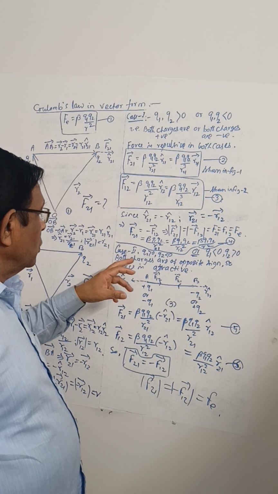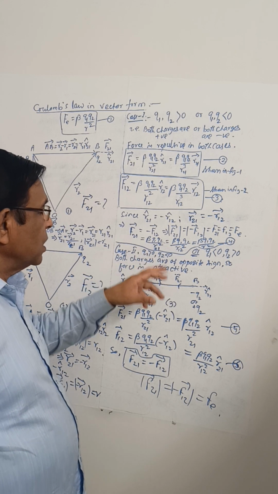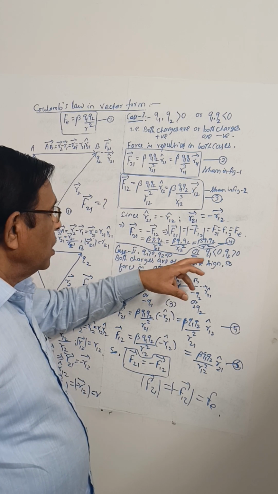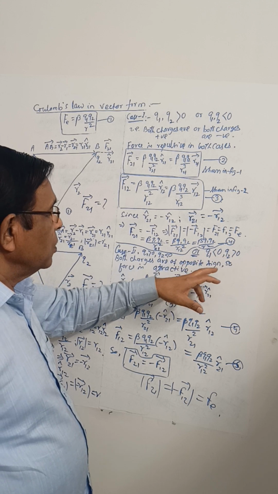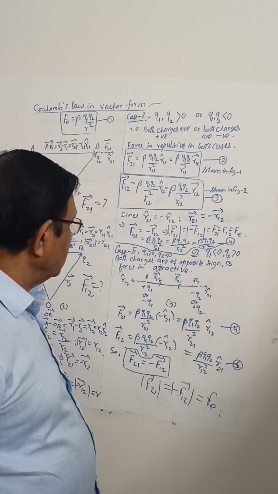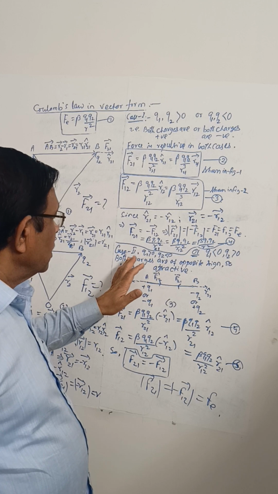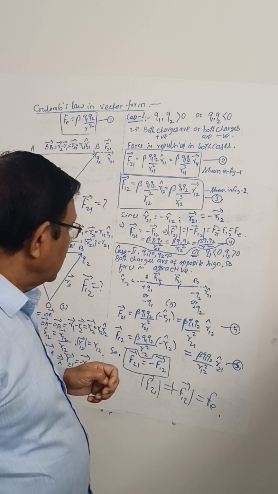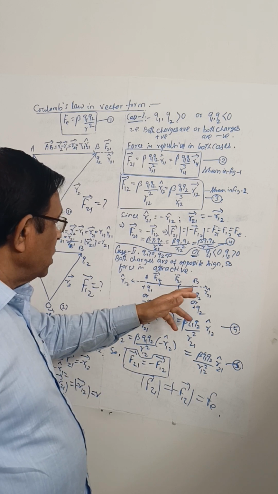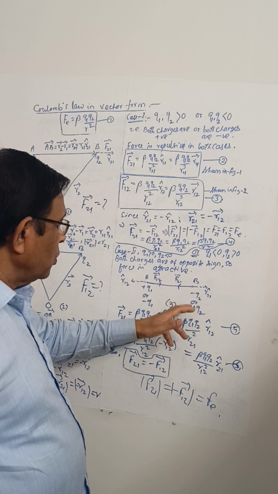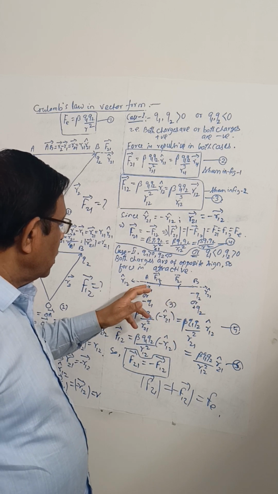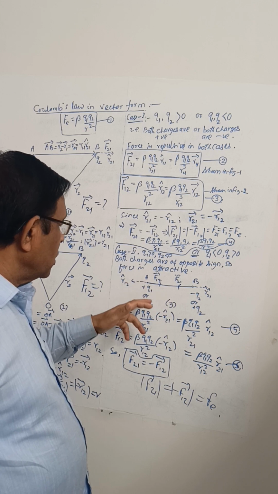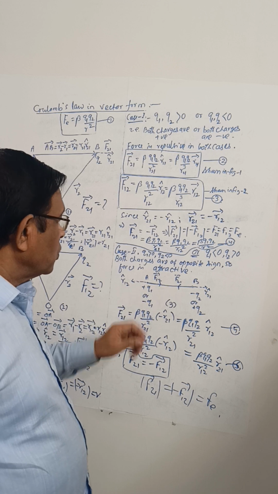Let us take case 2, where q1 is greater than 0 and q2 is less than 0. That is, q1 is positive and q2 is negative, or q1 is less than 0 and q2 is greater than 0. That is, q1 is negative and q2 is positive. Since both the charges are of opposite sign, there exists a force of attraction. That is, q2, the charge at B, which is minus q2 or plus q2, is attracted by the charge placed at A, that is either q1 or minus q1, as shown in the diagram.